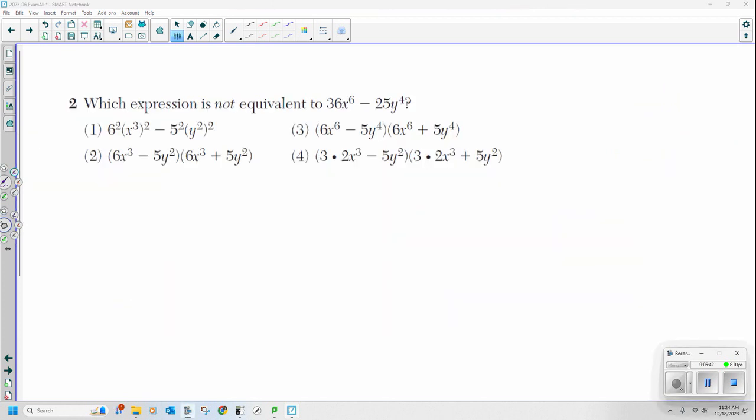Problem 2. Which expression is not equivalent to 36x to the 6 minus 25y to the 4th?